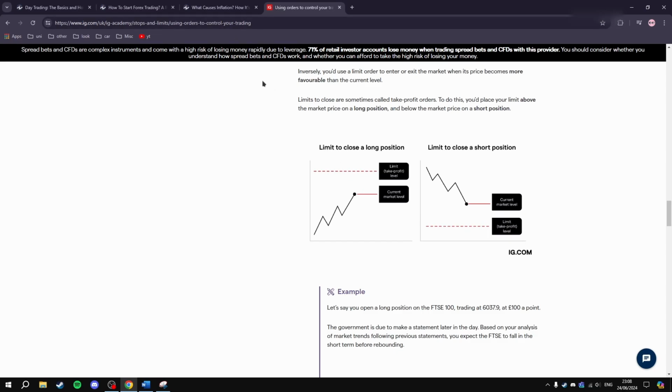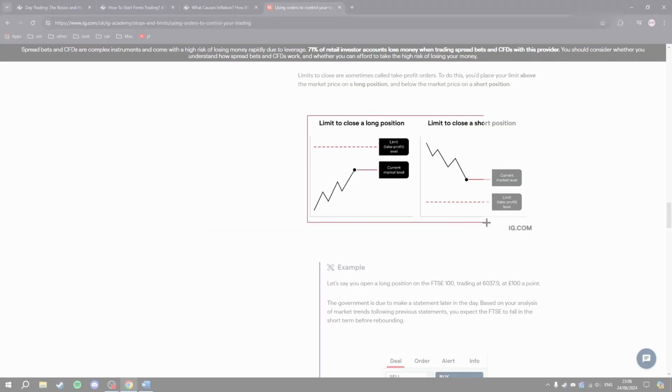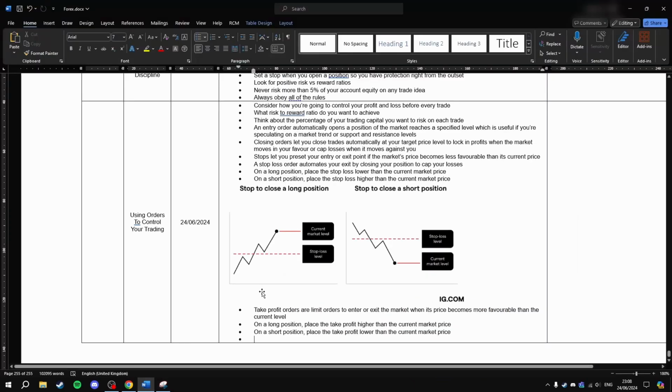So inversely, use a limit order to enter or exit the market when its price becomes more favorable than the current level. Limits to close are sometimes called take profit orders. To do this, you place your limit above the market price on a long position, below the market price on a short position.